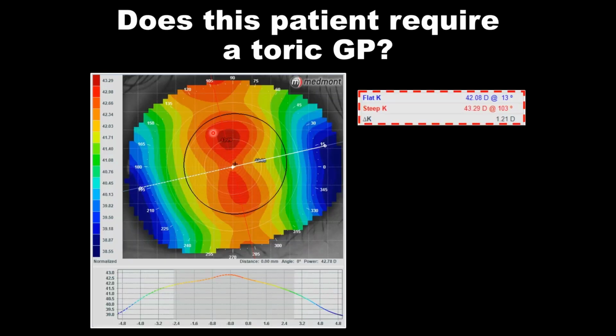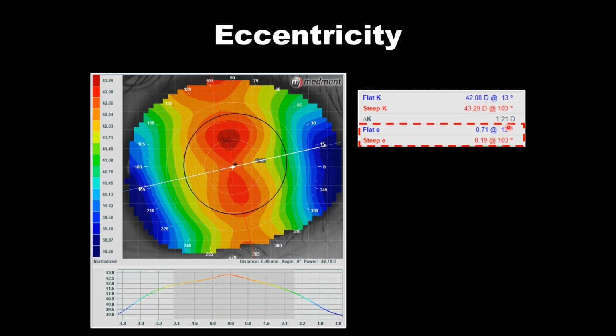Now let's switch over to another slightly normal eye. And is this a patient that would require a toric GP lens? We might look at the corneal astigmatism, and we would say that this eye has a very regular, very low amount of corneal cylinder. So would this patient require a toric rigid lens? Based on corneal cylinder, that's about 0.25 millimeters of corneal astigmatism. 1¼ diopters is almost nothing. But let's look at other indicators.